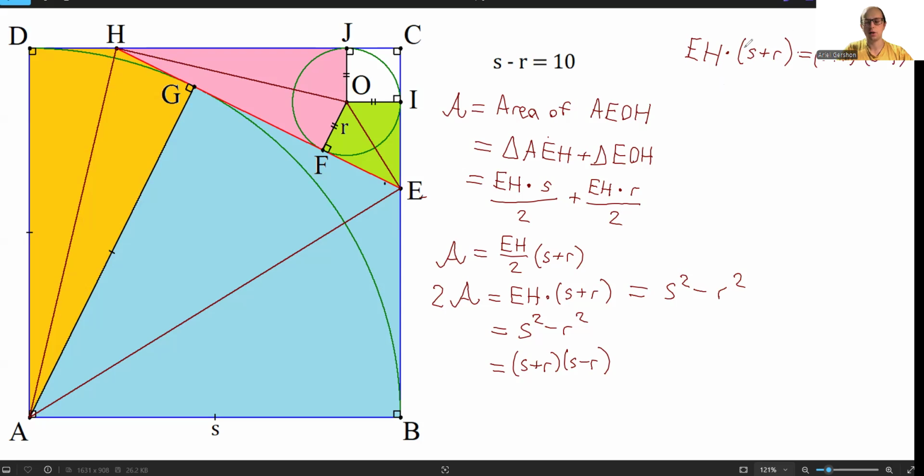And then we can divide both sides by S plus R. Notice we have S plus R on the left-hand side and the right-hand side. And that just leaves us with EH equals S minus R, which we know is equal to 10. So once again, we got the same answer. It's equal to 10. And in fact, there's nothing special about the number 10. We can just say that EH is equal to the difference between the radius of the large circle and the radius of the small circle.